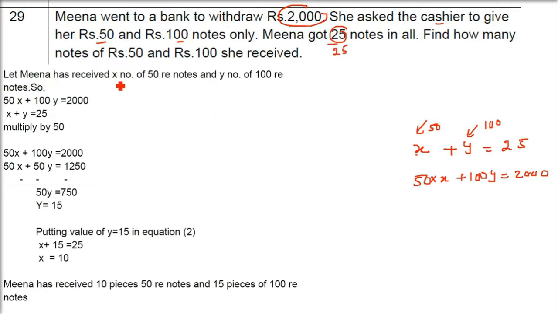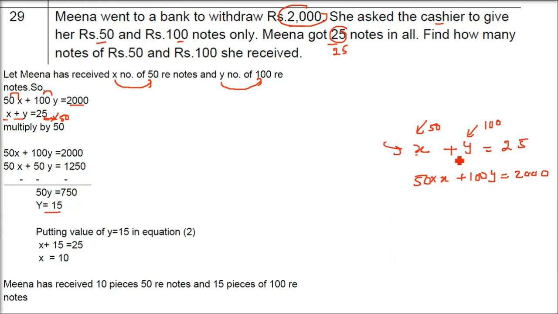So what we do: let Meena have received X number of 50 rupee notes and Y number of 100 rupee notes, and X plus Y is 25. 50X plus 100Y, that is the total amount from the notes of 50 denomination and 100 denomination, will be 2000. So multiply the second equation by 50 and subtract the equations. Subtract, 50X goes, you will have 50Y equals 750, that is Y is 15.